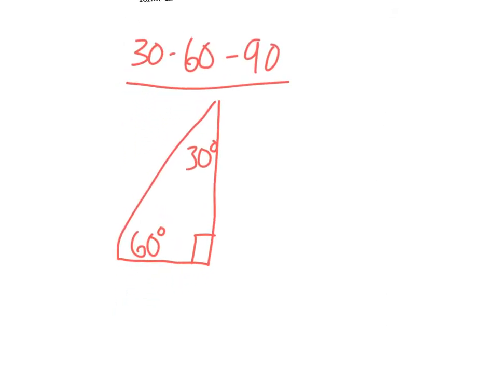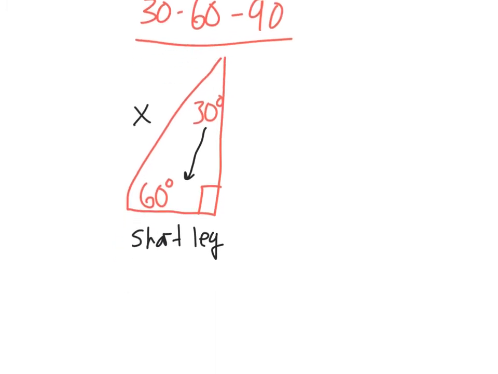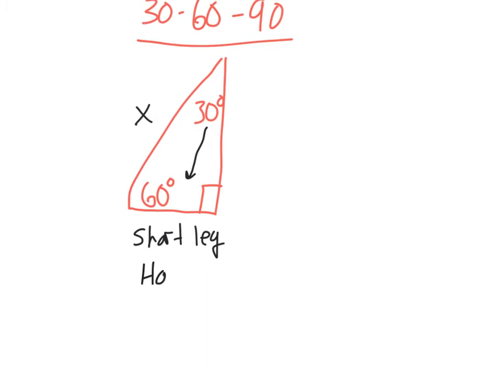So the relationship with all of this is that if I know this length right here, I'll call this length x, if I don't know what that is, in a 30, 60, 90 triangle, the side length that is across from the 30 degrees, this is referred to as the short leg, as that is going to be the shortest leg within a 30, 60, 90 triangle. The short leg is always half the length of the hypotenuse.